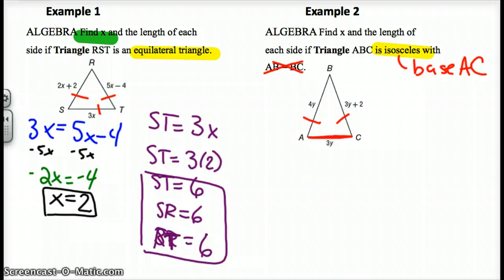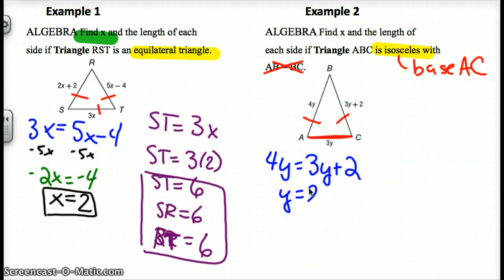You might not be able to tell which pieces are equal in this example. You can say, oh yeah, I see 4y and 3y plus 2 are equal. But you might not be able to tell. So if I give you the base, then the two sides coming off of the base are the equal sides, or I may tell you which two sides are equal. So now I have to write an equation. I know which two sides are equal. 4y is 3y plus 2. Go ahead and move your 3y by subtracting 3y. Get y equals 2.